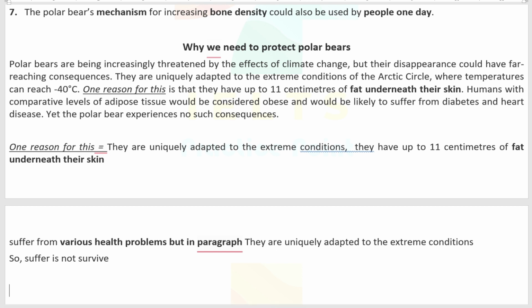So, the statement contradicts the information. Answer is false.